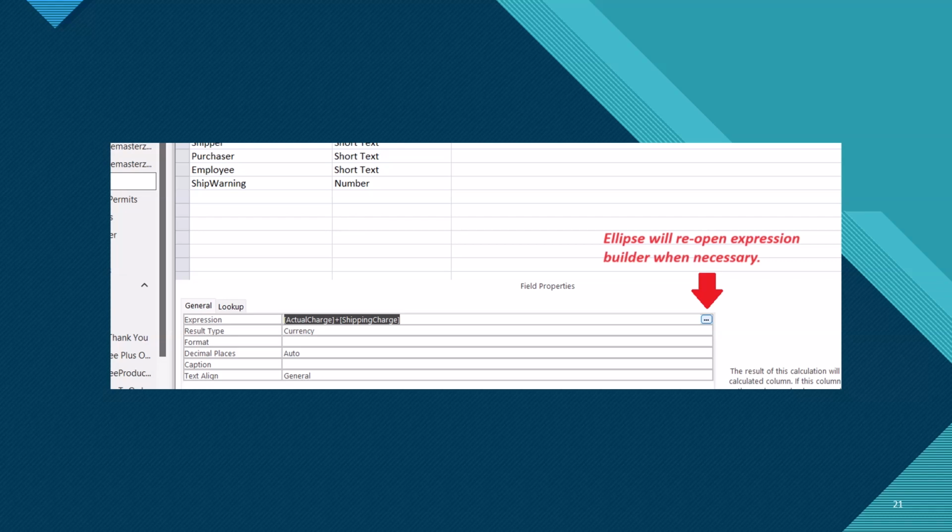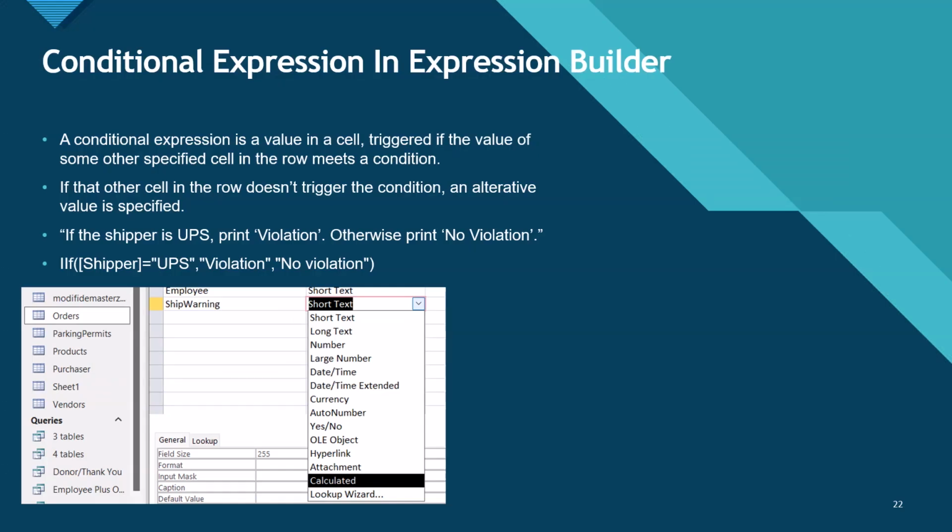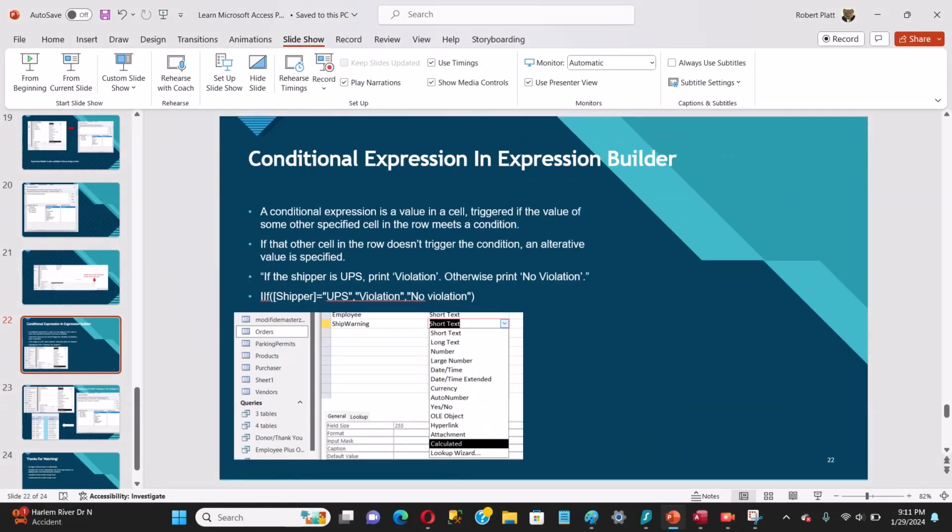You can also open Expression Builder after you've created it and saved it, and edit the expression by hitting the little ellipsis in the query design view. So let's do it and show you what it looks like.